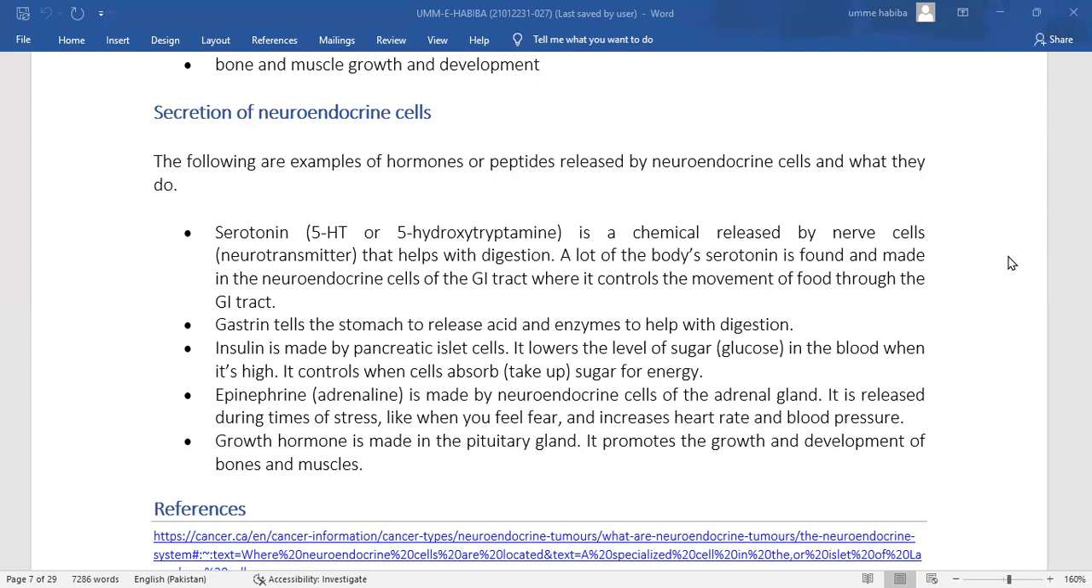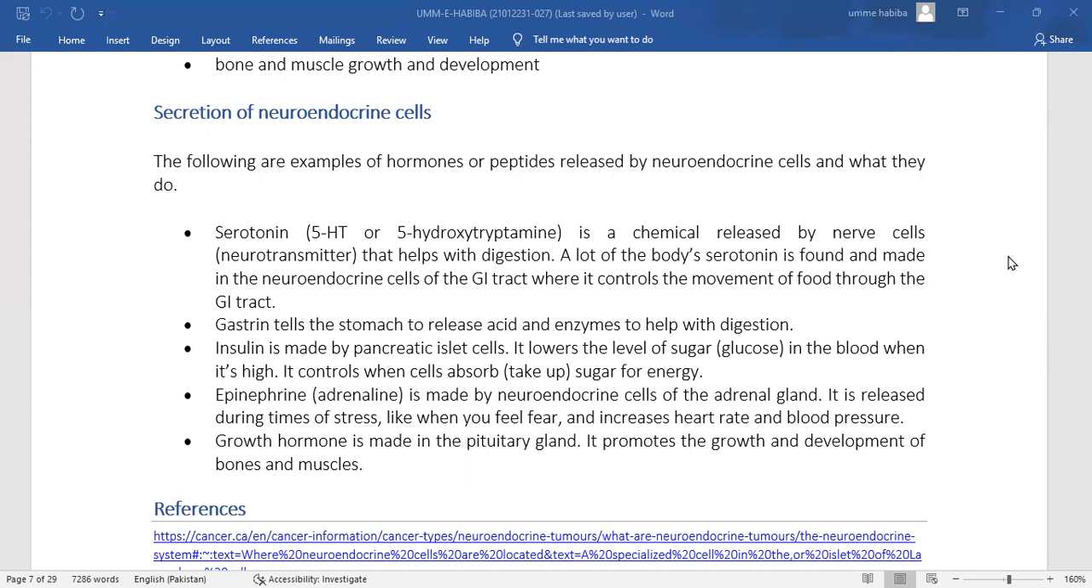Gastrin tells the stomach to release acid and enzymes to help with digestion. Insulin is made by the pancreatic islet cells. It lowers the level of sugar, glucose, in the blood when it's high. It controls when cells absorb, take up, the sugar for energy.